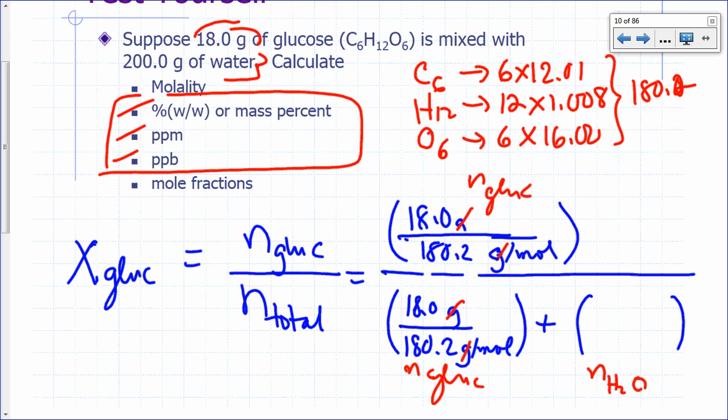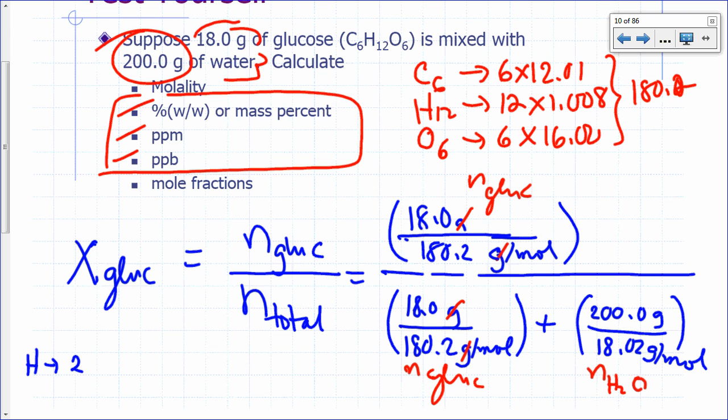We have 200 grams of water. So I need to change that to moles. So 200.0 grams. Molar mass of water, by now you should know it: 18.02 grams per mole. Okay. H is, you have 2 hydrogens, so 2 times 1.008, and 1 oxygen is 16.00, so that would give you 16 plus 2.016, 18.02 grams per mole is the molar mass of water.